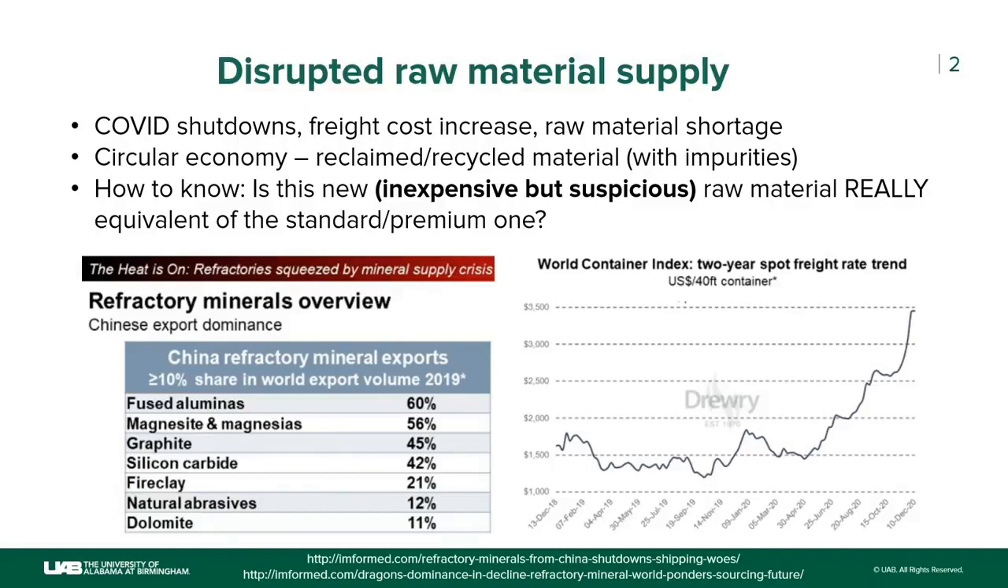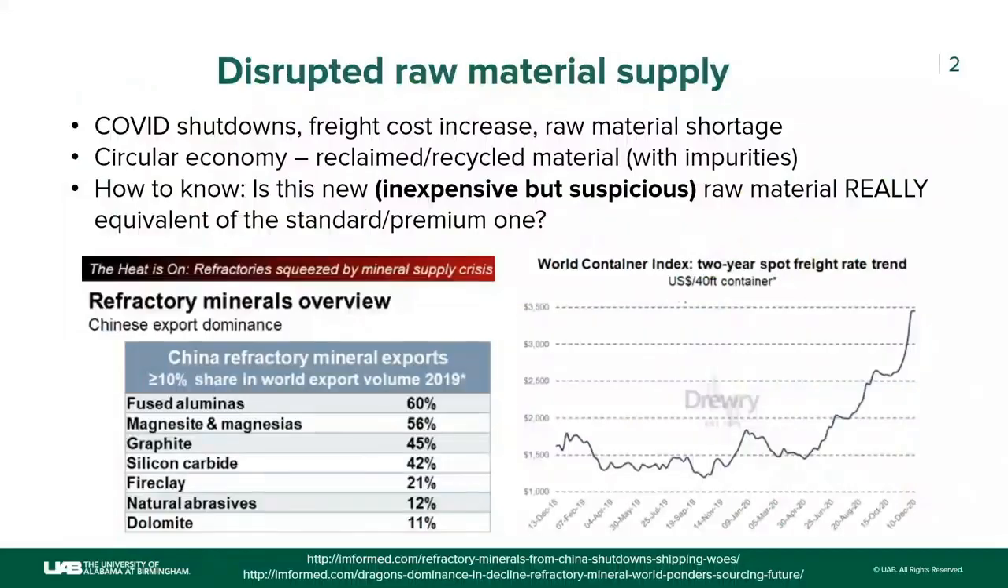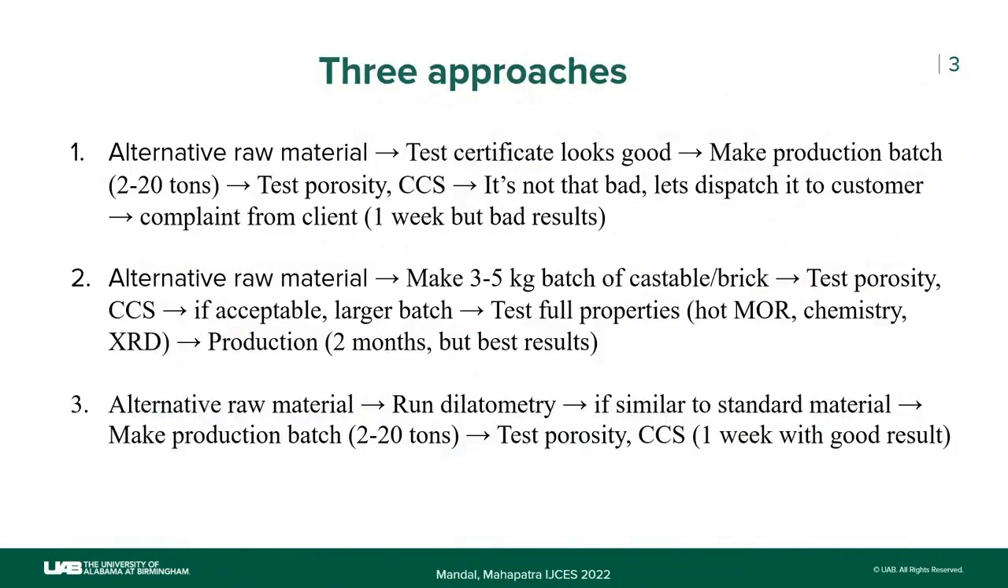How can we deal with this fluctuation in refractory raw material quality, and do we have a better method to screen them? Because normally what we do is that we have this new raw material which looks attractive, we see its test certificate which looks good, we make some production batches, 2 to 20 tons, whatever the case, test porosity and CCS, and it is not that bad. We dispatch it to the customer, and a few months later we find out, and we then try to look back and see where we messed up.